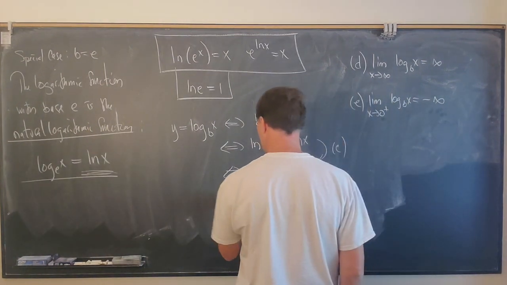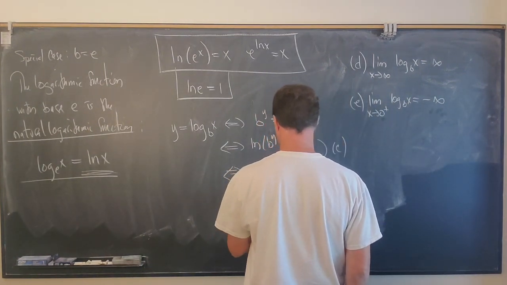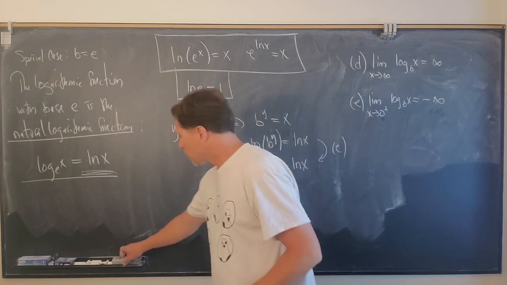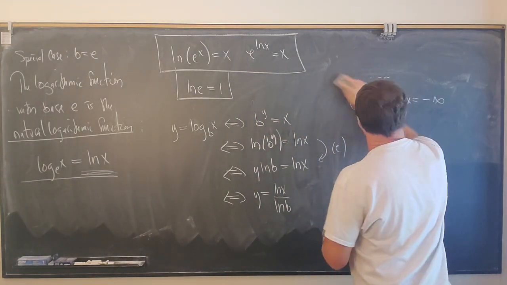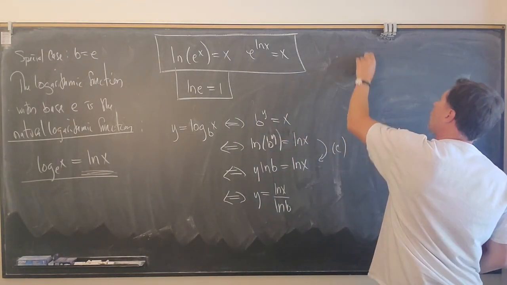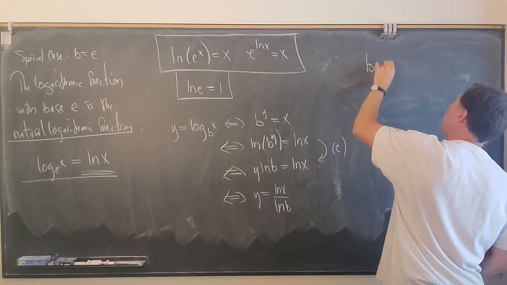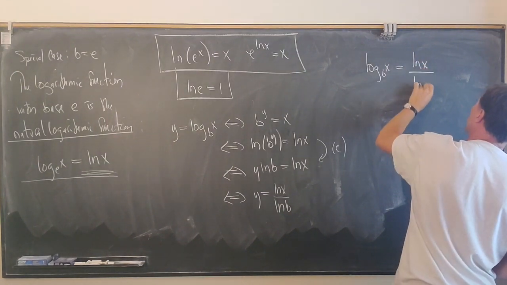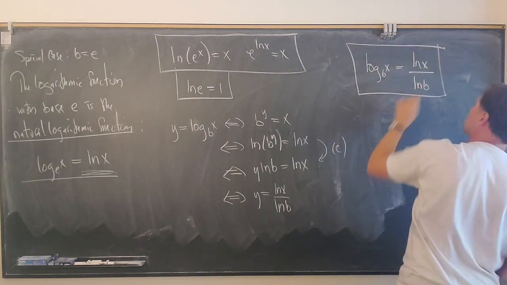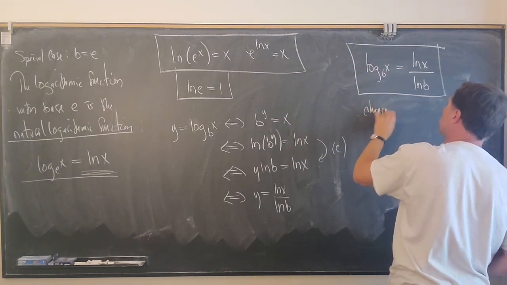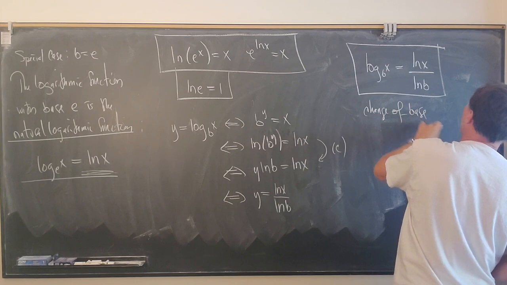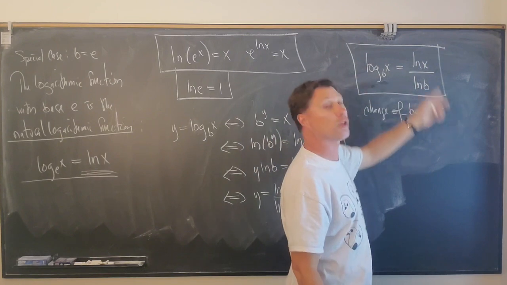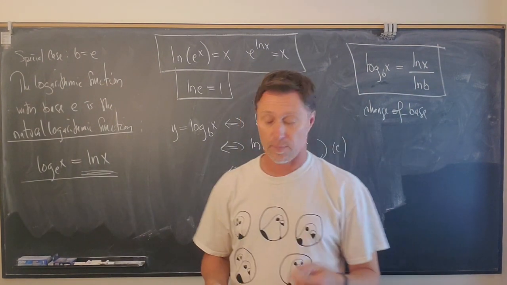Now if I solve, we get y equals the natural log of x divided by the natural log of b. So what we just derived here is what's called the change of base formula. Log base b of x is equal to the natural log of x divided by the natural log of b. This is called the change of base. And what that tells us is that anything expressed in terms of base b can be re-expressed in terms of natural log. So we can do everything with just base e.